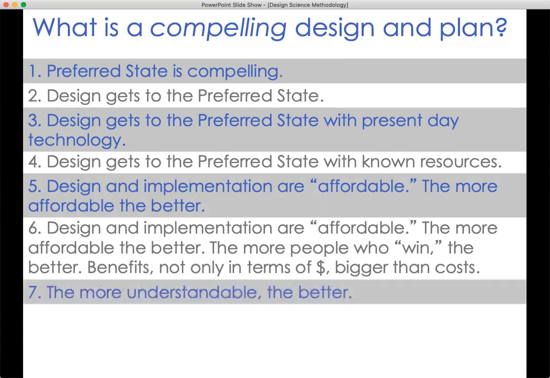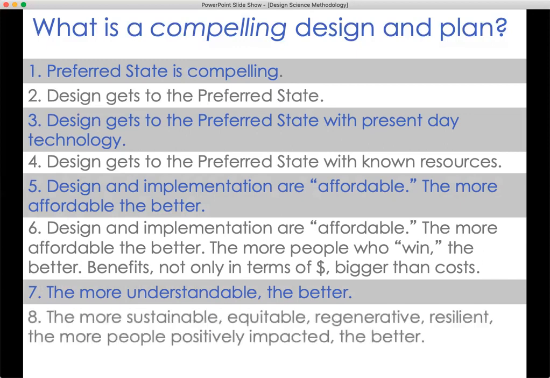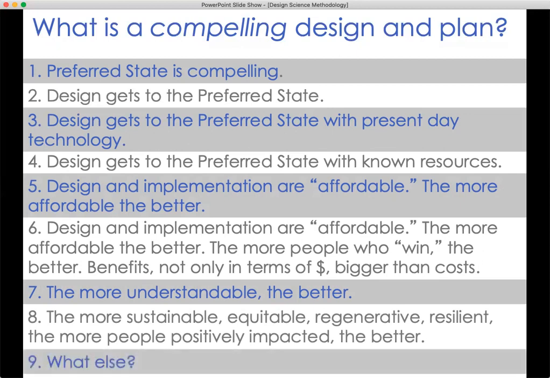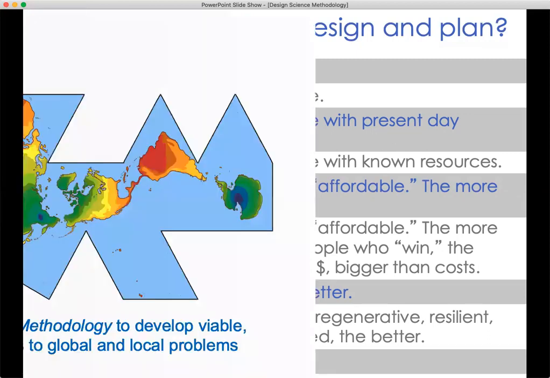All right. Also, not only should it be affordable, but the more understandable, the better. The mass of people out there can get behind it. Yeah, getting rid of smallpox, I'm all for that. I've seen what it can do. I might have even lost somebody to that disease. The more sustainable, equitable, regenerative, resilient, the more people positively impacted, the better. Now, that list doesn't stop. There could be other things that need to be considered, but a compelling design and plan are critical to the success of the program.